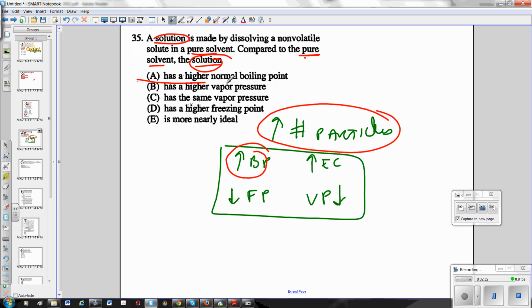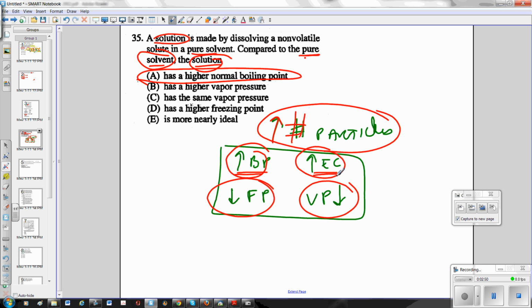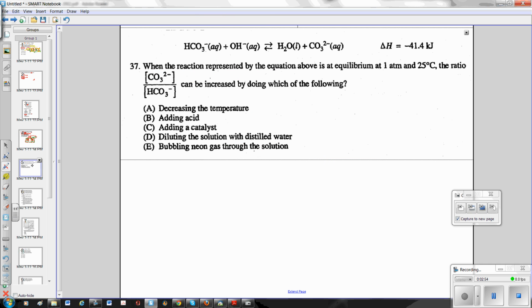So it goes back to knowing your chart on the exam. Higher boiling point, higher electrical conductivity, lower freezing point, lower vapor pressure for a solution because of the greater number of particles. The solvent has 0 particles in it before you dissolve something in there. So a solution will always have higher boiling point, higher electrical conductivity, lower freezing point, lower vapor pressure.